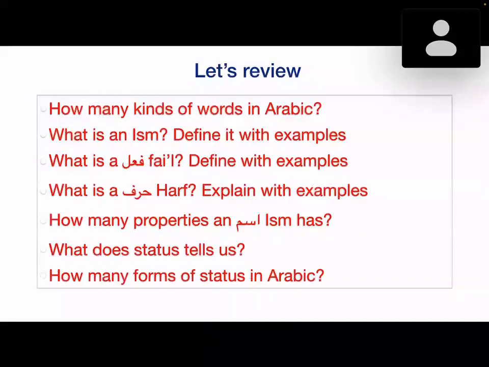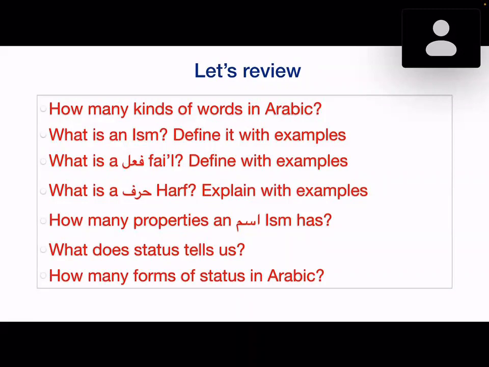How many kinds of words in Arabic? Who can say? Three kinds of words in Arabic, and they are ism, fail, and harf. Very good. So there are three kinds of words in Arabic. One is ism, second is fail, third one is called harf. And what is an ism? Who can give me the definition of ism?